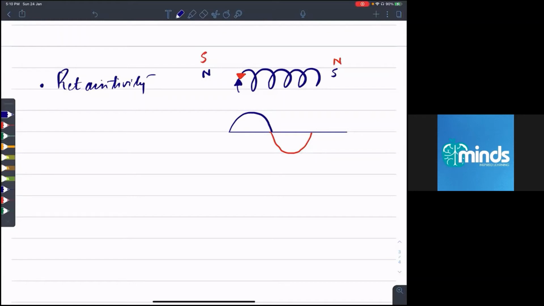Yes, sir. It is just like inertia of material. A body at rest wants to remain at rest. A body in motion wants to remain in motion. So retentivity is analogous to inertia in a magnetic field. North wants to remain north. South wants to remain south.